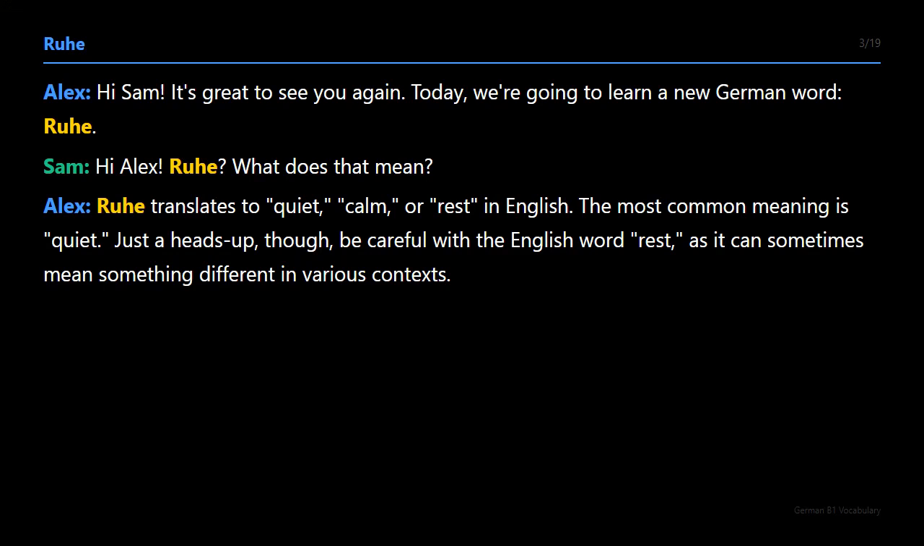Ruhe translates to quiet, calm, or rest in English. The most common meaning is quiet. Just a heads up, though, be careful with the English word rest, as it can sometimes mean something different in various contexts.